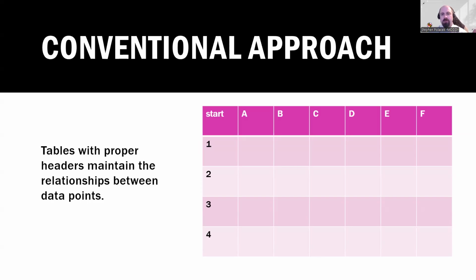The reason for that, because on screen, I have an example table. There's a bunch of empty cells, so not good. But the point is to demonstrate the table headers. So we have a start box there. That's just this is where the table starts. But then we have columns A through F and rows 1 through 4.